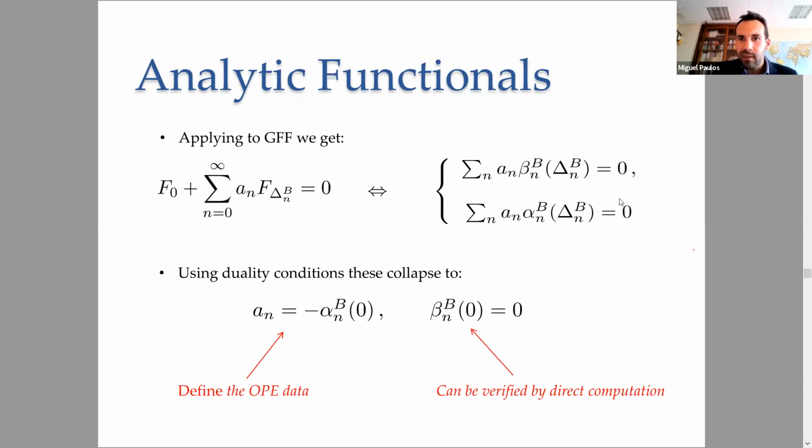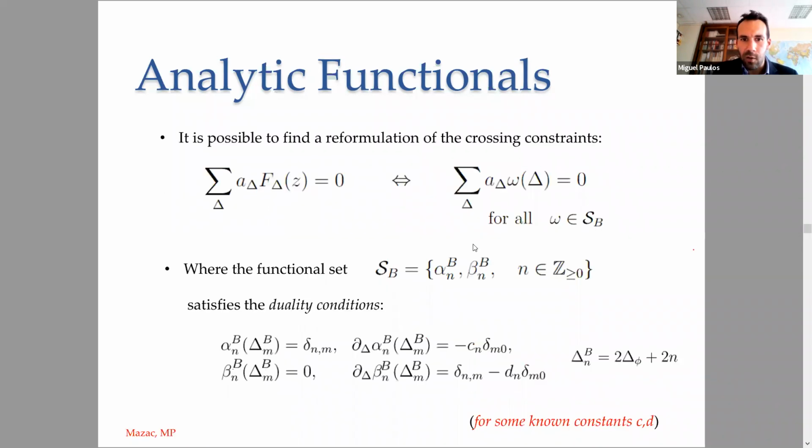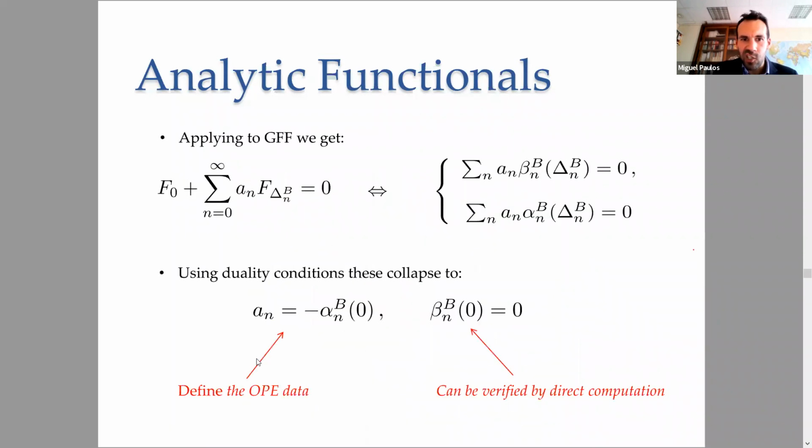Well, how do we check that these equations are true? It's trivial because of these duality conditions. You just get a bunch of zeros. And in fact, these equations just collapse onto these ones. So the equations for the alphas tell you that these coefficients an have to be equal to the action of these alphas on the identity. So this is, if you want, a definition of what the OPE coefficient should be. And the only check that you need to do is that these beta functionals, when they act on the identity, give zero. And this you can just check once and for all, and that's it.